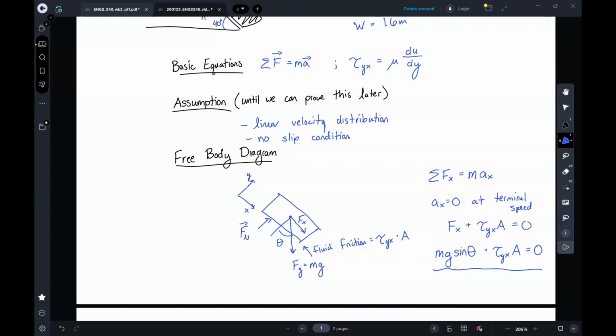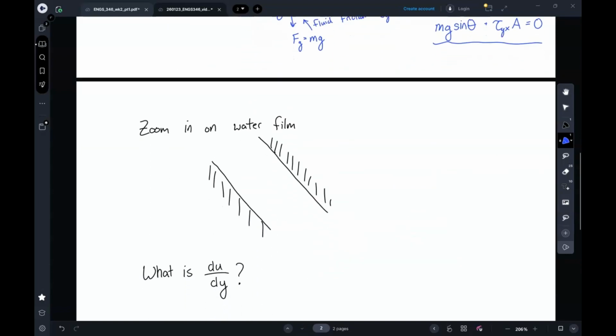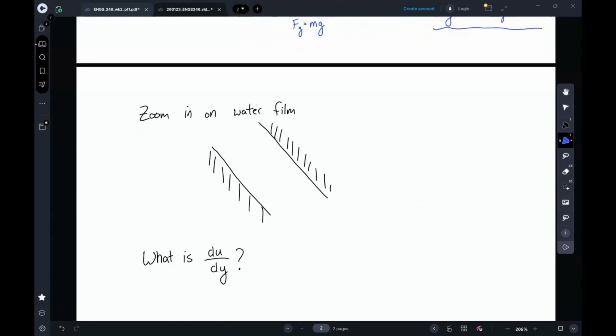Now we have to zoom in on the water itself to see what's happening. So let's zoom in on our film of water. So we're headed down the hill. This is going at a speed capital U. That's the boat. So that's going at our terminal speed. And then the slide is not moving at all.